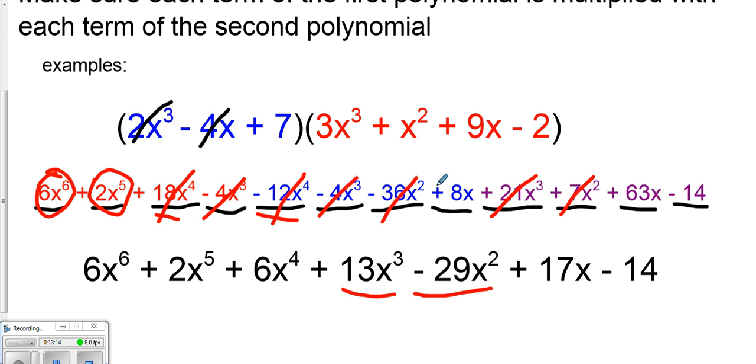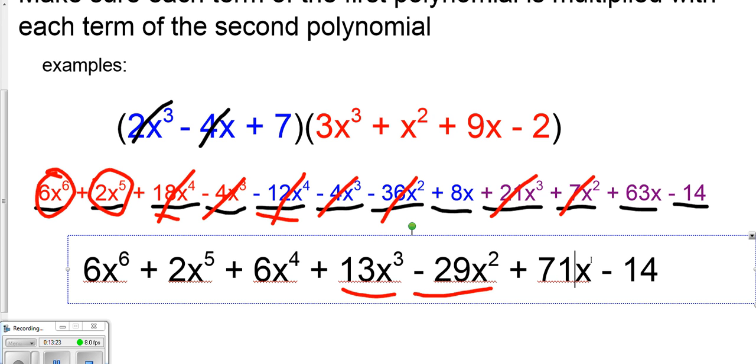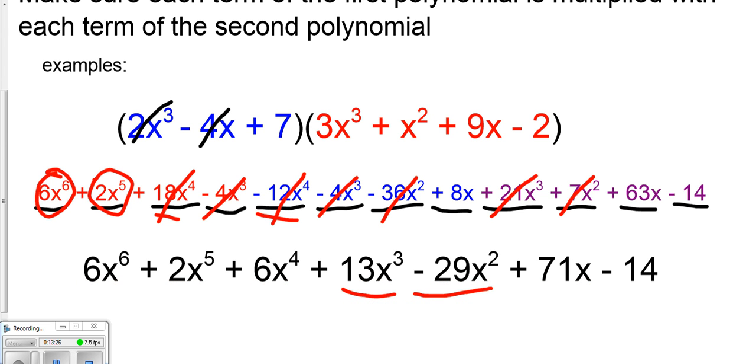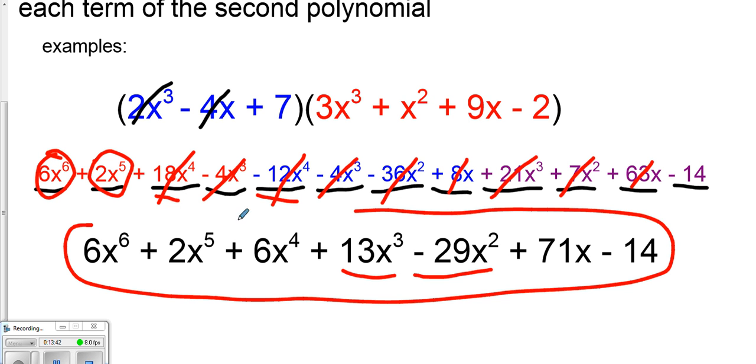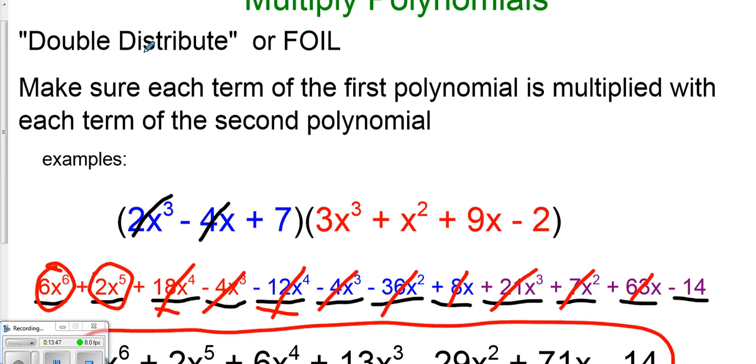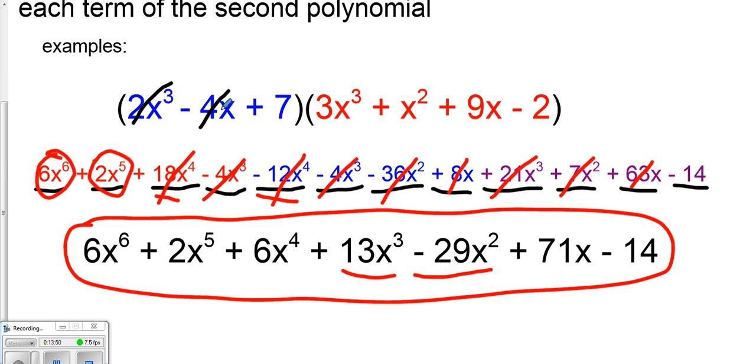Yep, this one did have to change. Positive 8x plus 63x should actually come out to 71x. Get rid of that, get rid of that. And the only constant there was negative 14, right here at the end. So when we multiply this blue one times this red one, you can see it turns into a very large, many-termed polynomial. And that's all right. Again, this will take a while. You're distributing or foiling it out, each term from here with each term from here, and then combining any like terms.